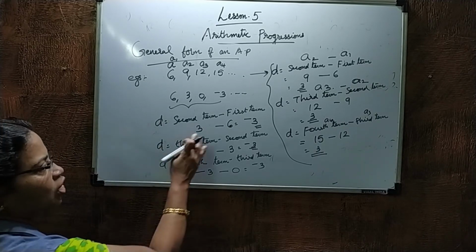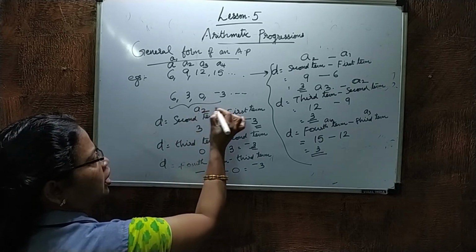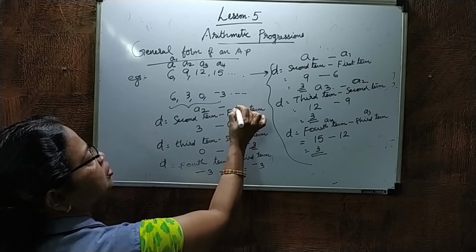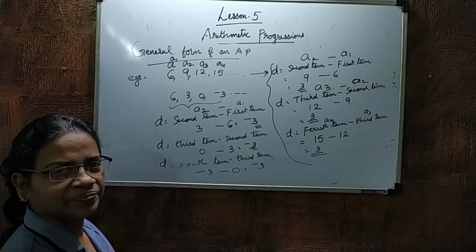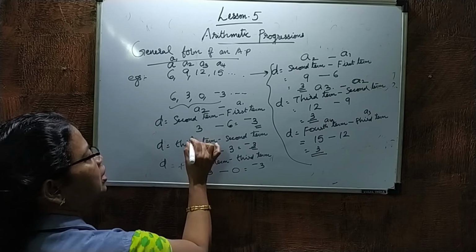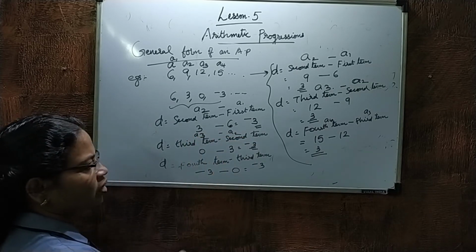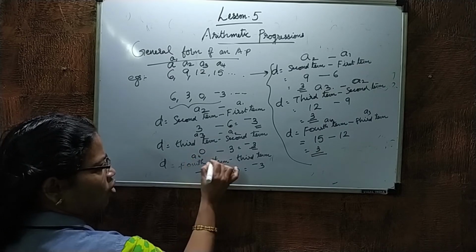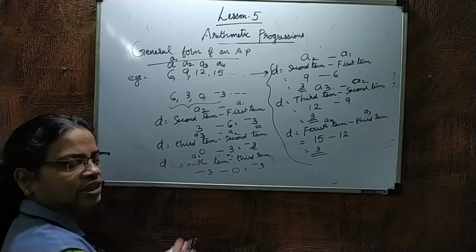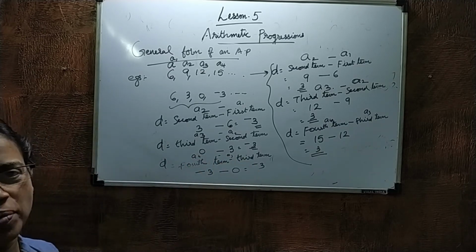Clear? Here also we can do second term A2 minus first term, it is A1. Then next one A3 minus A2. Fourth term A4 minus A3. This is the way you can find out the common difference.